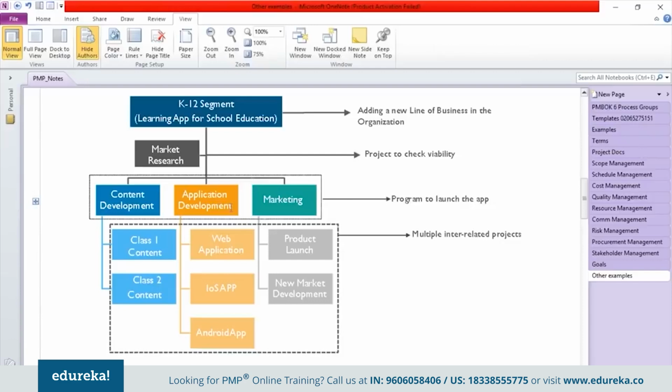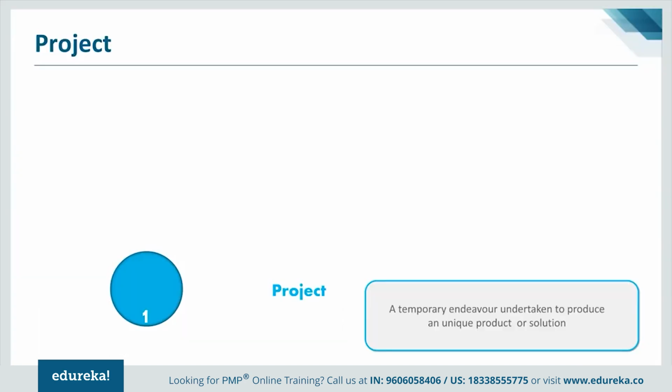Similarly, application development will be another program they will introduce, under which they can have projects like web application development, iOS application development, Android application development, etc. And because this is an education program, they also need content for their education application. So for that, they will introduce a separate program altogether, with content creation for class 1, class 2, etc. So this is how the projects will get rolled into programs, and the programs and projects again will get rolled up into a portfolio. So this will cover the definition of what is a project.